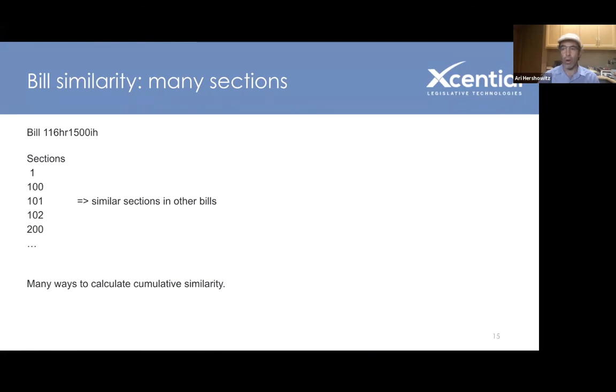What if one section is a very large section and it's almost identical to another bill, but all the other sections are different? Do we score that highly? Do we score it low? And that's the problem we're working on right now: how do you figure out that we've got a section that matched nicely, but also give some more weight to whether the whole bill is similar to the whole other bill? Does that all make sense?